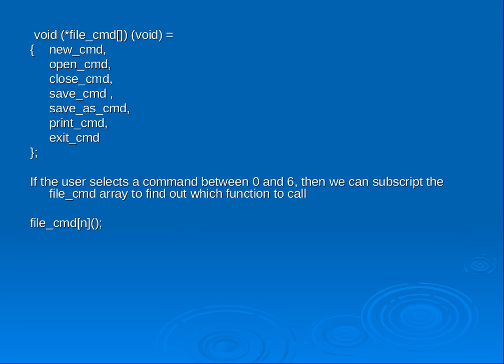So for example, this is a function pointer up top. Actually, it's an array of file commands that each take nothing for now. If the user selects command 0 through 6, we subscript the file command array and make this function call.